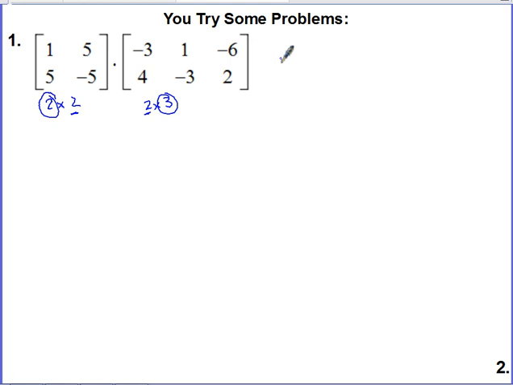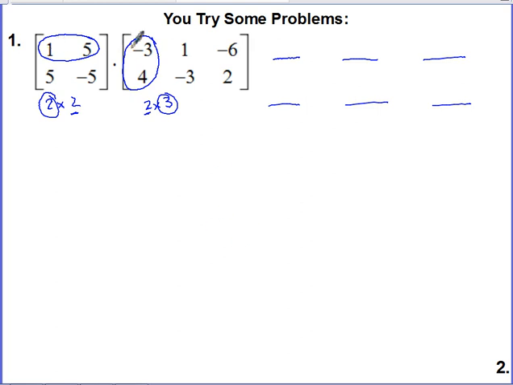So I'm going to go ahead and make blanks by that. So I'm going to have 2 rows and 3 columns. So that's going to be the size of my answer. When you multiply matrices, you multiply row by column. So I'm going to do the numbers in the first row, and I'm going to multiply them by the numbers in the first column, right, in the second matrix.